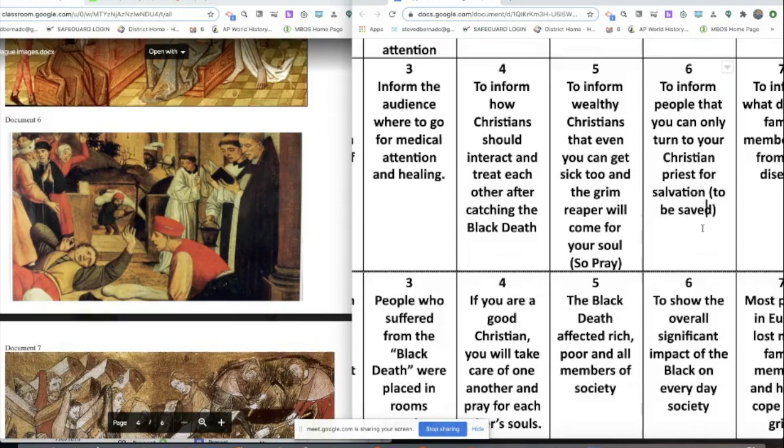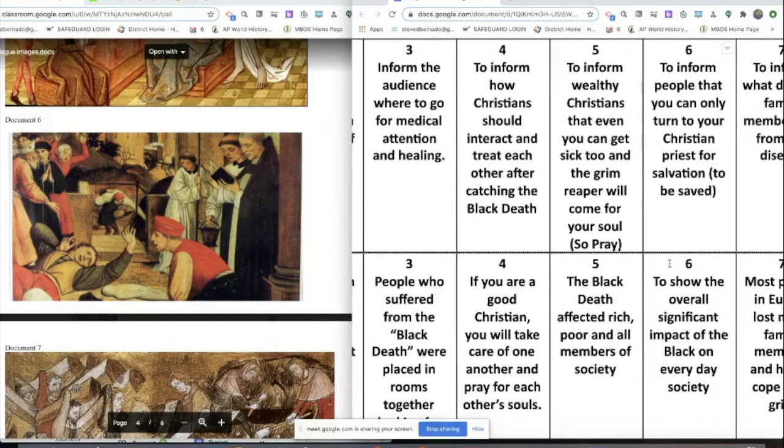This matches up with the other pieces of evidence that Christianity had a powerful influence in the way people lived their lives during this time. People's lives definitely changed because of the disease. It also changed because of the power of Christianity. Okay? What is the message? Highlighted in blue, to show the overall significant impact of the Black Death on everyday society. Everyday life.